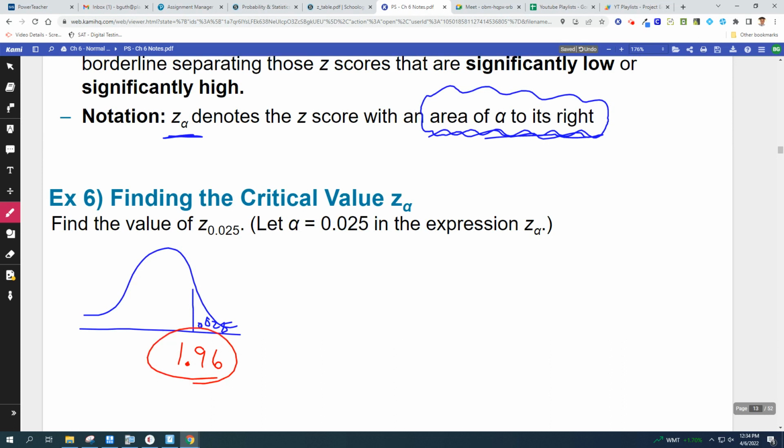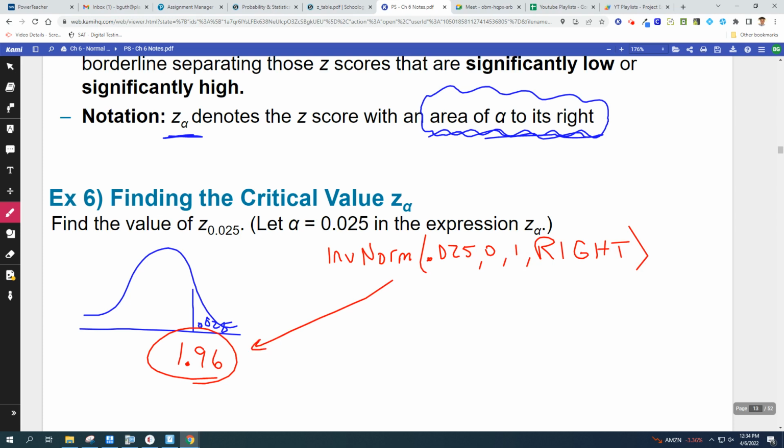If you're using your calculator, just make sure you understand that's to the right. You can go inverse normal because I've got the area. 0 and 1, and talking about to the right, that's going to give you 1.96.